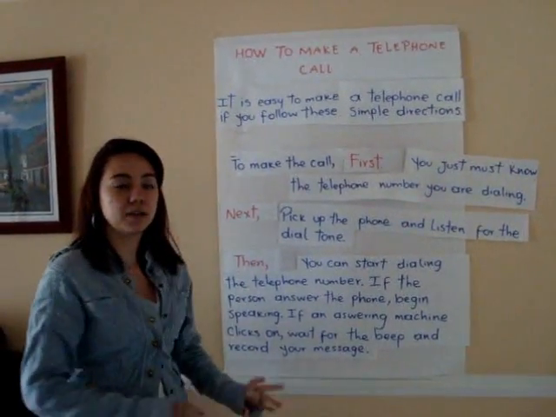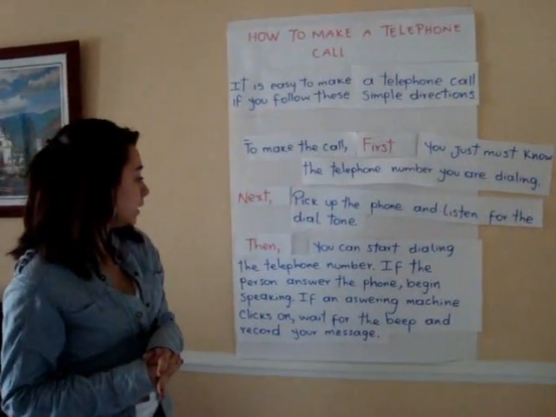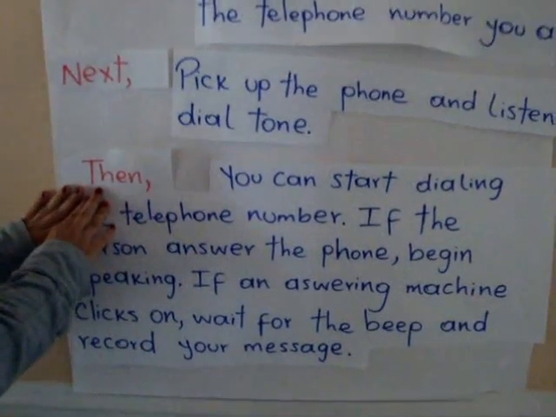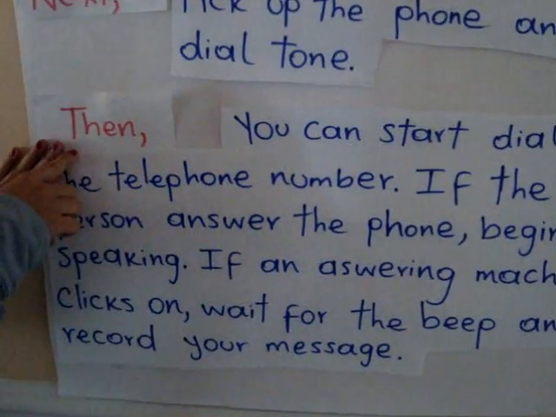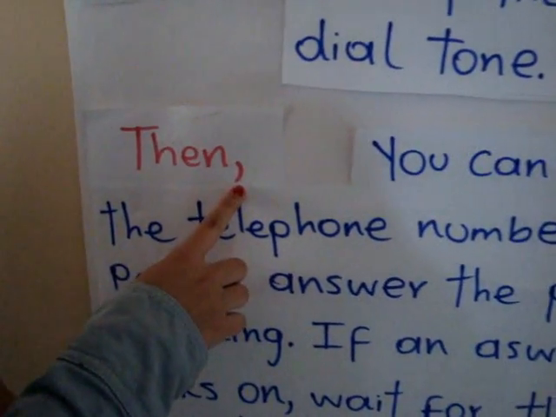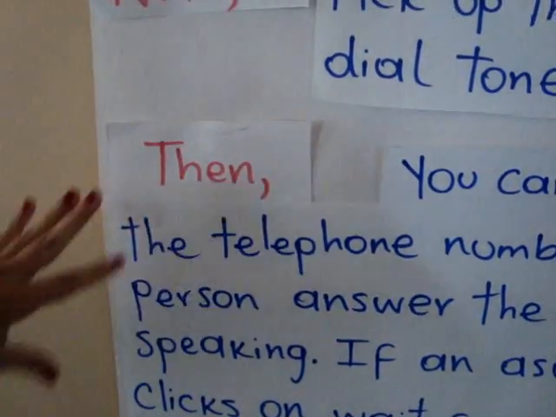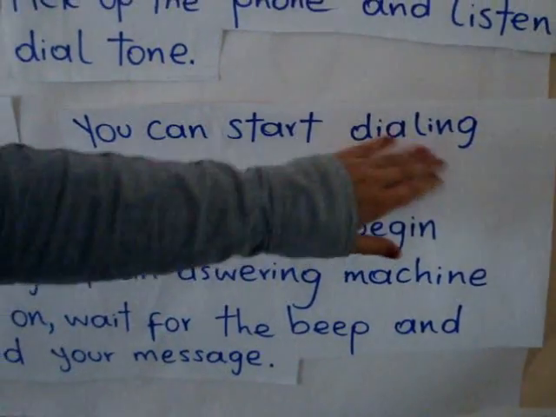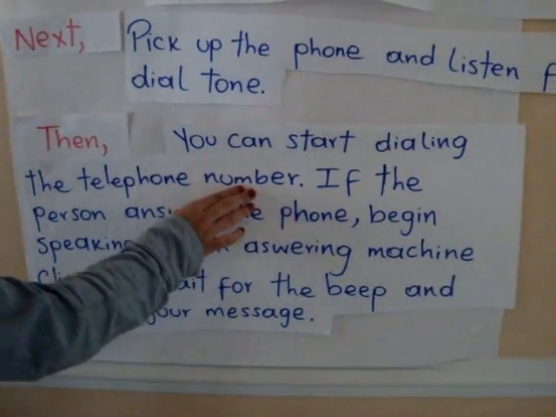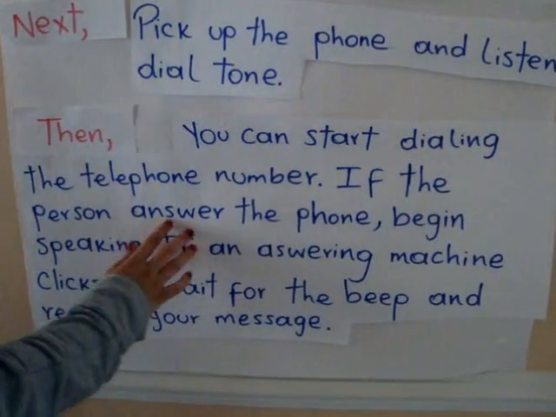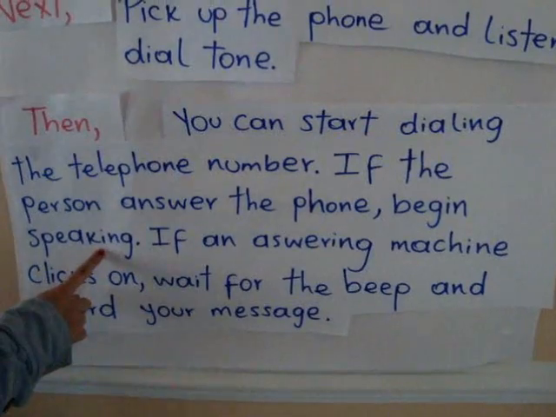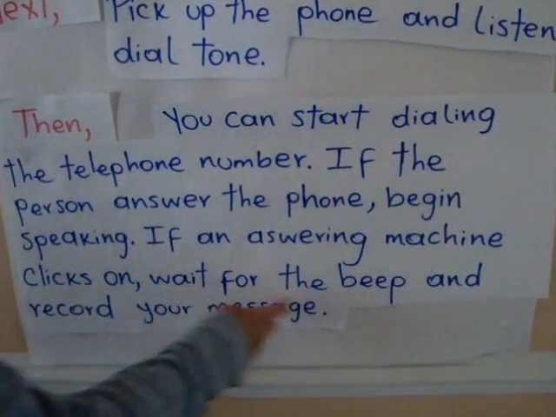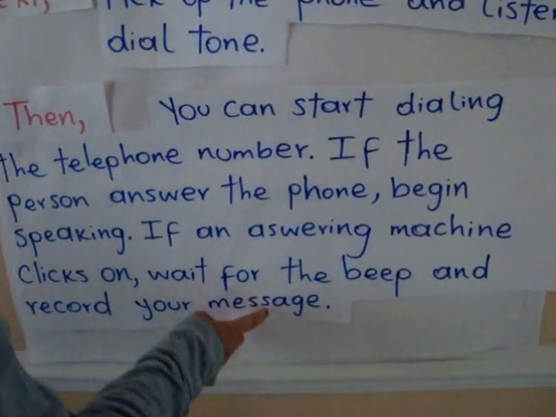Well, now comes the third step, which is introduced by the transitional word "then." Of course, "then" is followed by a comma because it is at the beginning of the sentence. So let's start reading. "Then you can start dialing the telephone number. If the person answers the phone, begin speaking. If an answering machine clicks on, wait for the beep and record your message."